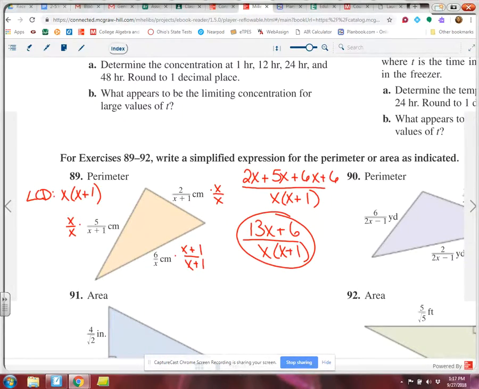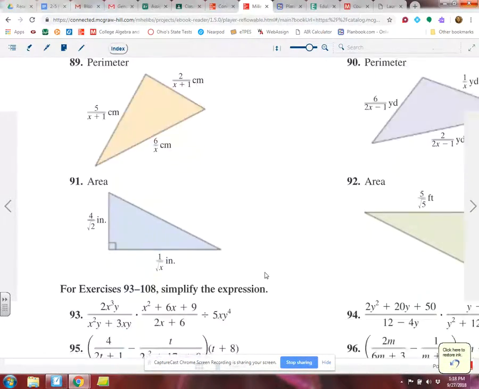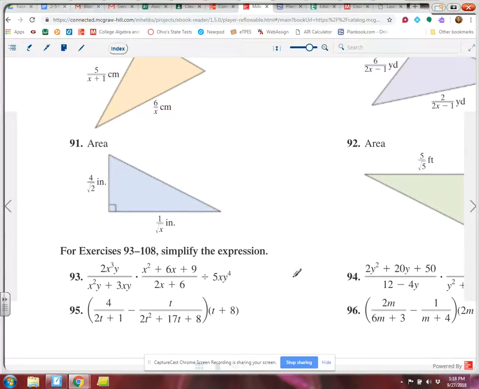Okay. Let's go to 91, which is right below that purple triangle. This time I want area. How do I find the area of a triangle? Say it again. Multiply what? Length times width, also base times height. But it's a triangle. 1/2 of that.